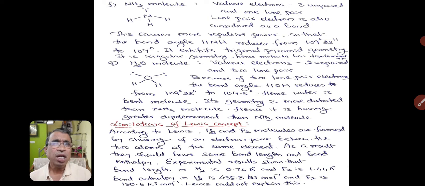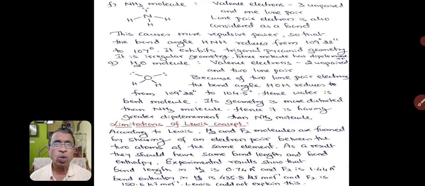Coming to the other molecule, that is the water molecule, which contains 2 hydrogen atoms bonded to the oxygen, and also on the oxygen 2 lone pairs of electrons are there. Therefore, we have to consider the 4 bonds. Therefore, this molecule should have tetrahedral geometry.